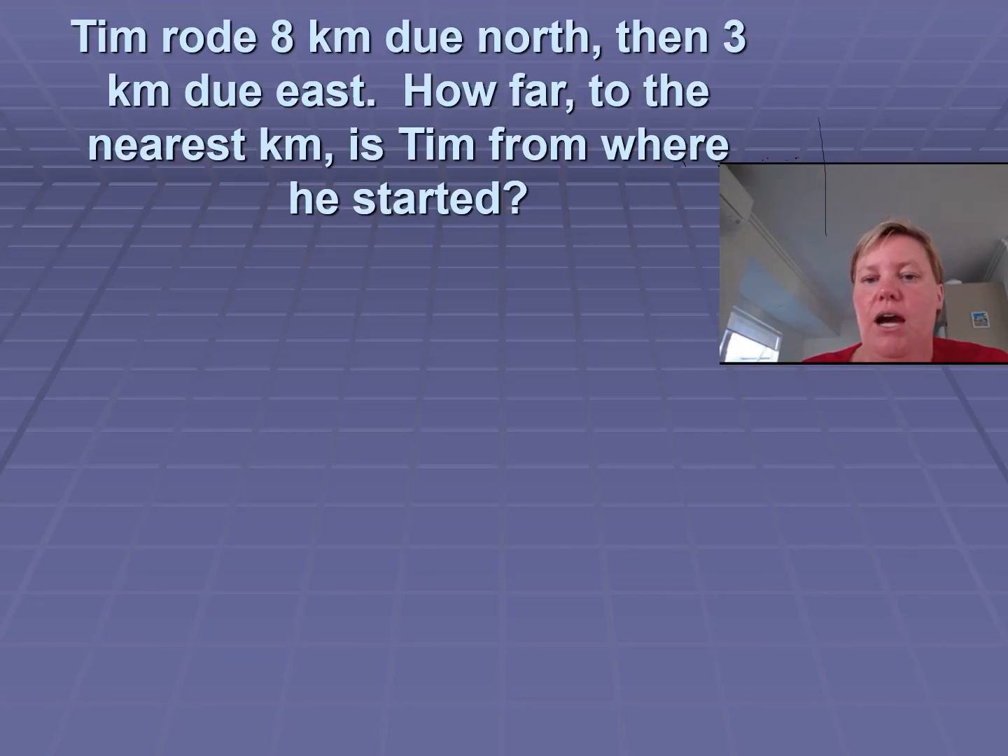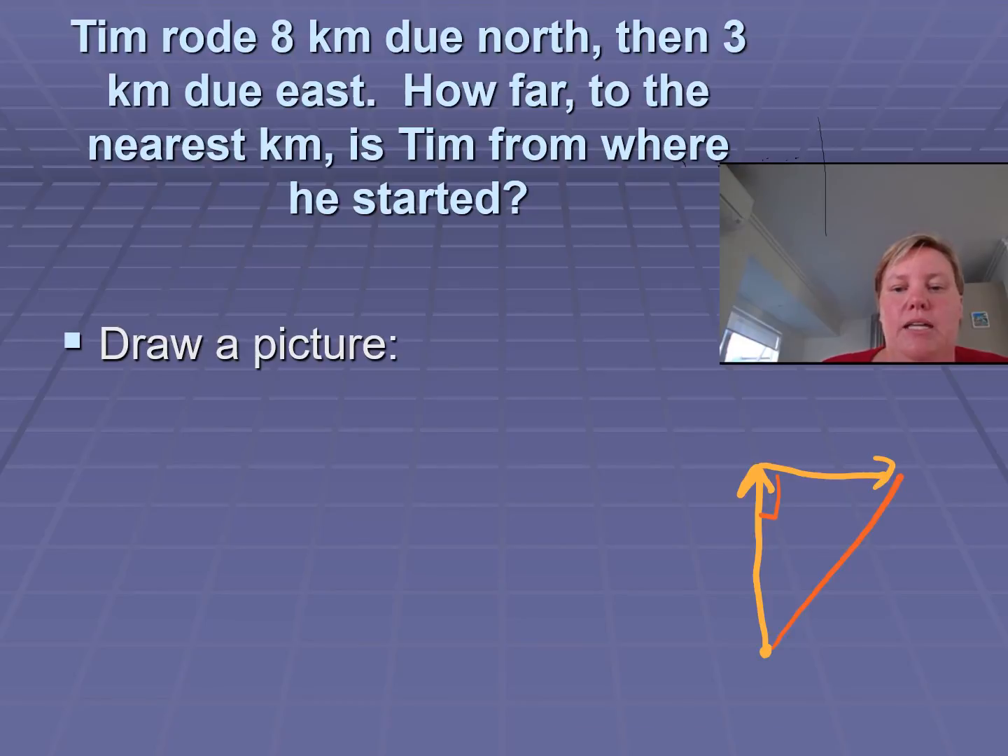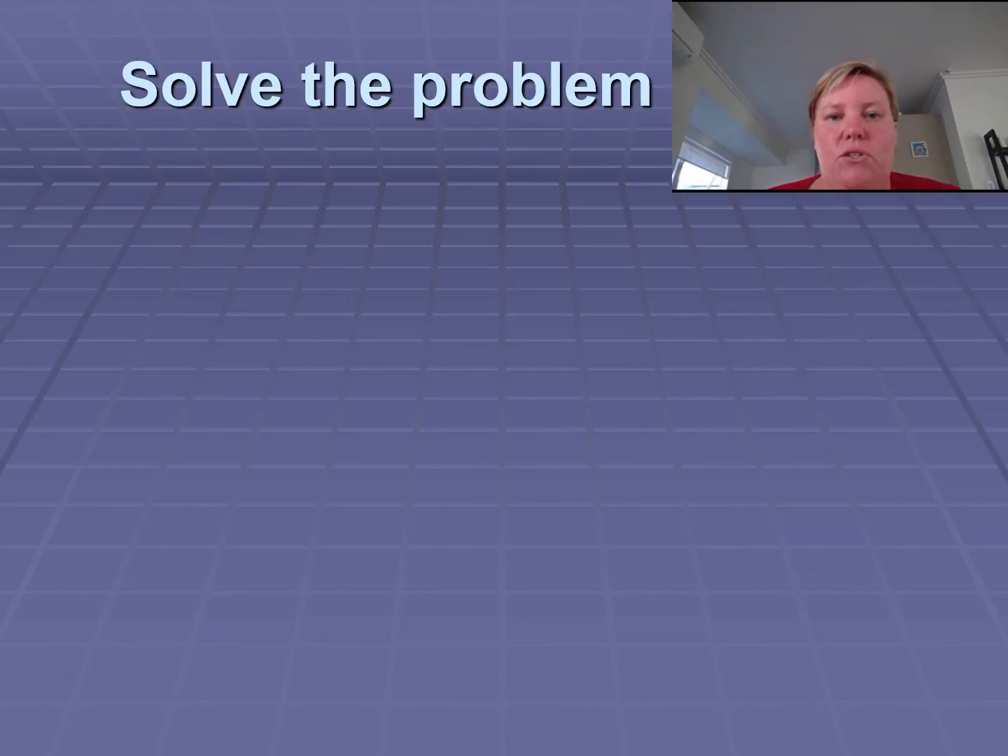Isn't that good? Okay, so what happened is, let's start Tim off. Tim went 8 kilometers due north, and then he went 3 kilometers due east. See the triangle there? Now, if you finish off this triangle, this is actually the distance we're trying to find, and here is the right angle. So bad me for not reading it properly in the first place. Okay, so we draw a picture. There's the real triangle. Here's the 8. There's the 3. We're looking for that.